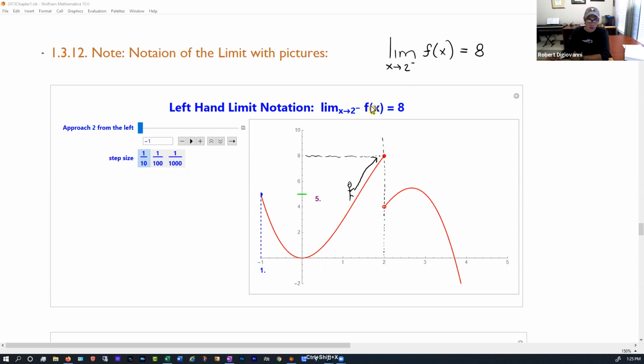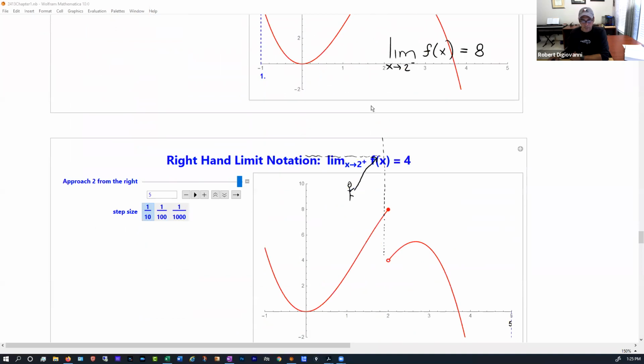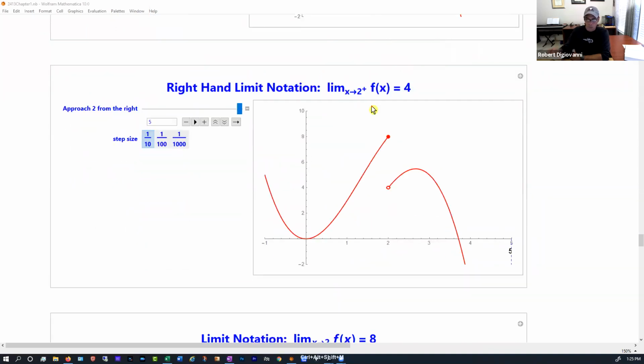Okay. Now, the next one, here it's saying, take the limit, let x approach 2 this time from the right. And so are we clear why the answer is 4? We're coming in, here's 2, and we're going to come in from the right. So we're walking along this function. We're getting closer and closer and closer.